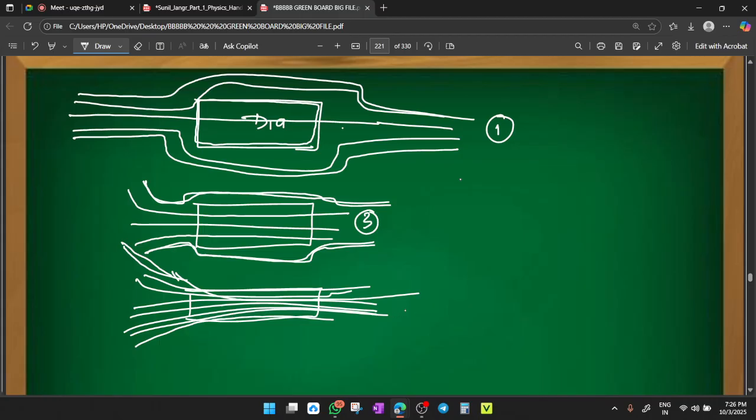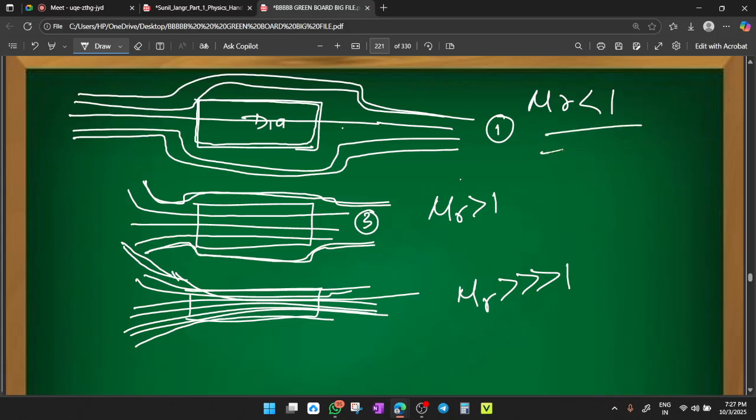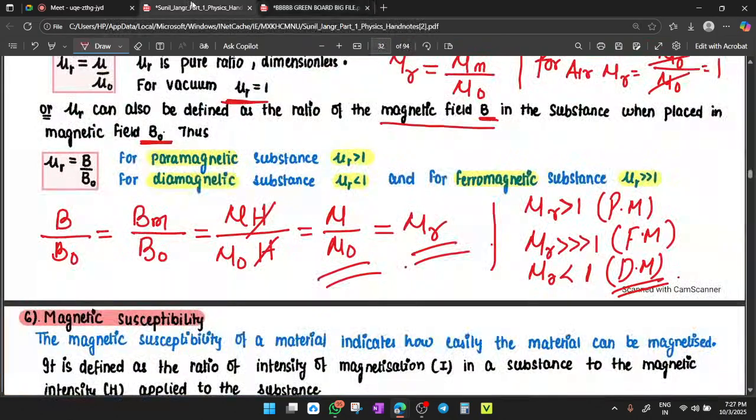So this material offers to pass the lines through itself, right? So here relative permeability is very high, very much greater than 1. Here it is just greater than 1, and here it is less than 1. Clear, beta? Yes. So this is about the types of material: ferromagnetic, diamagnetic, paramagnetic.